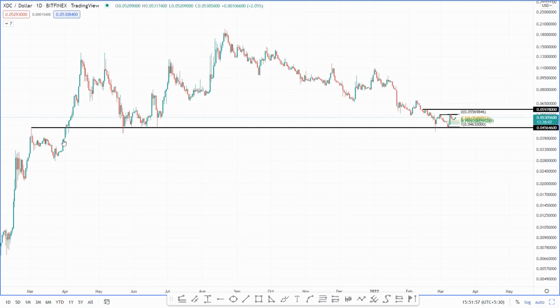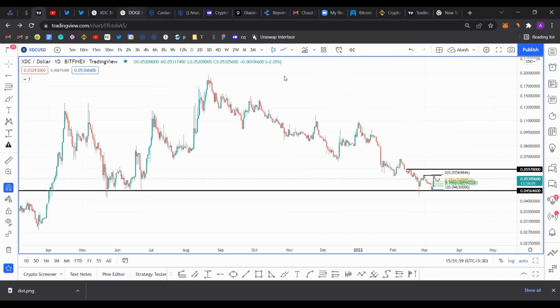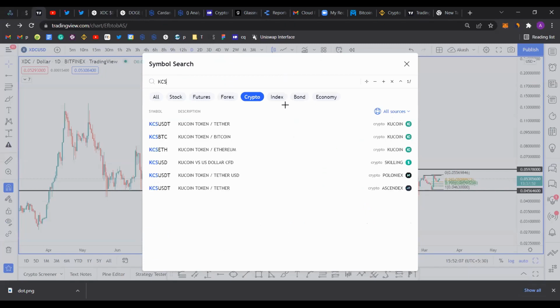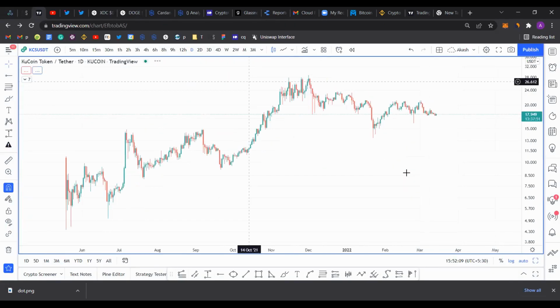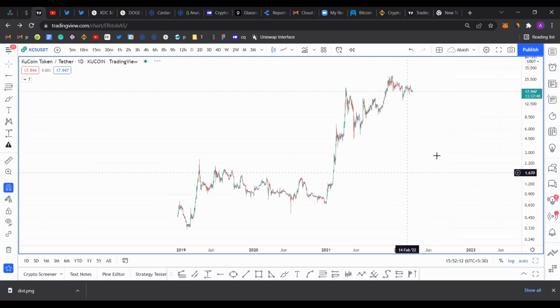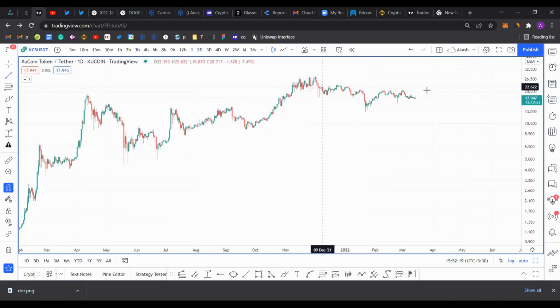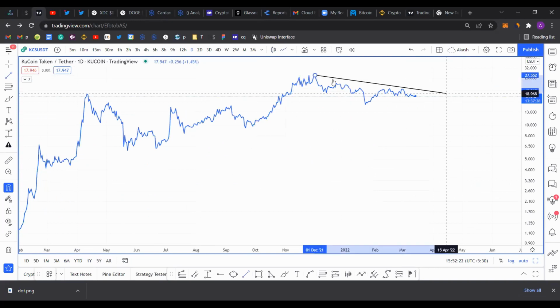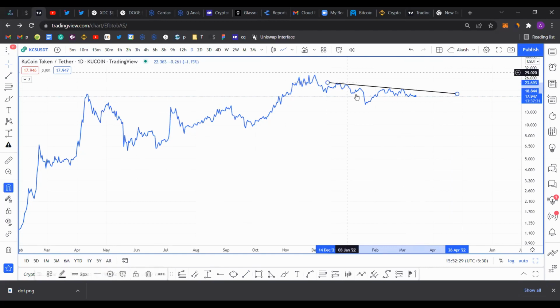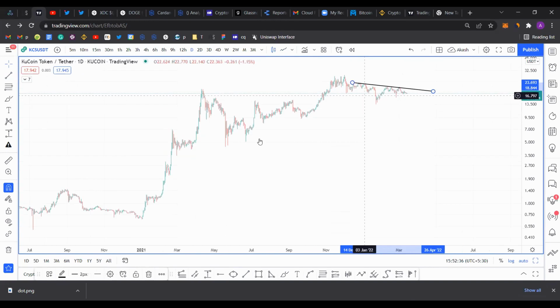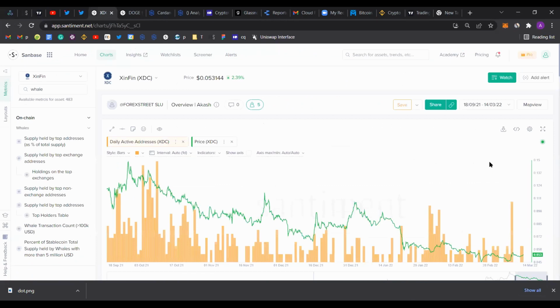So the next coin was KuCoin. Right, KuCoin already seems like it's extremely overbought, and it's stuck trading under this particular downtrend. If you look at KCS from an on-chain perspective, the daily active addresses.